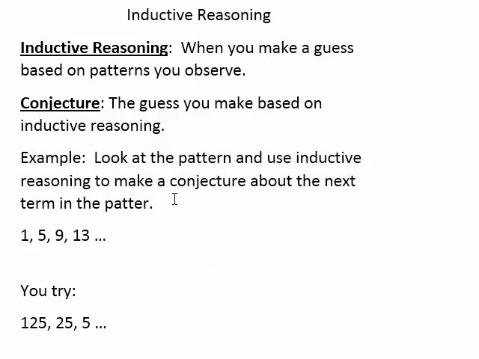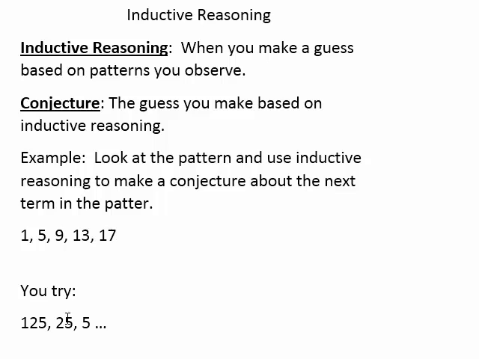For example, look at the pattern and use inductive reasoning to make a conjecture about the next term in the pattern. So the pattern goes 1, 5, 9, 13, and we're supposed to guess the next term in the pattern. Notice every single time we're increasing by 4. 1 plus 4 is 5, 5 plus 4 is 9, 9 plus 4 is 13. So the next term in the pattern should be 13 plus 4, or 17.